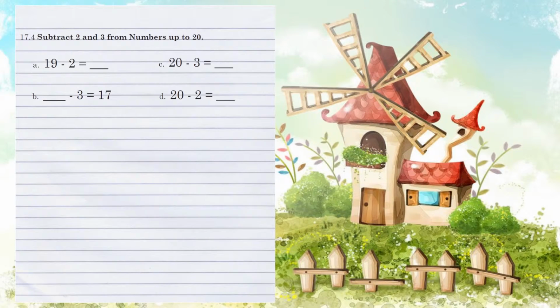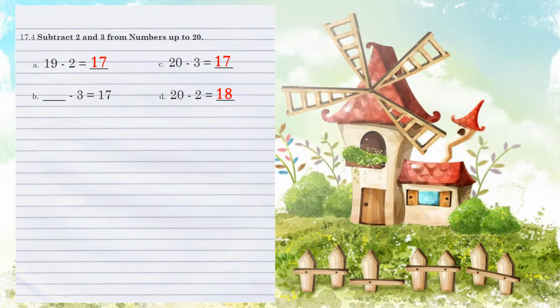Unit 17.4, subtracting 2 and 3 from numbers up to 20. Example A, 19 minus 2. We're going to subtract the ones position. 9 minus 2, again, count backwards in your head. 9, 8, 7. It's going to give us a 7 in the ones column. And then there's nothing to subtract from 1, so the 1 just comes over to give us an answer of 17.